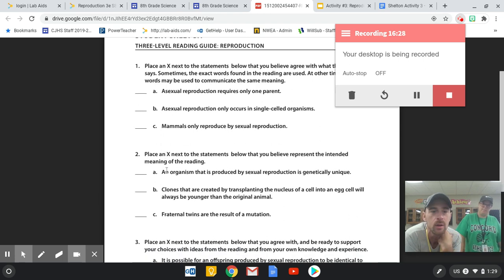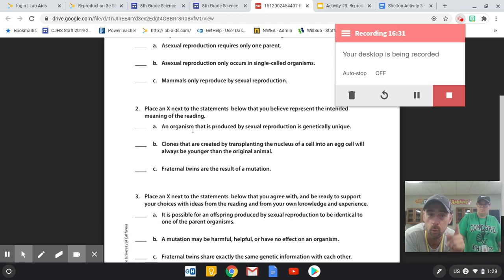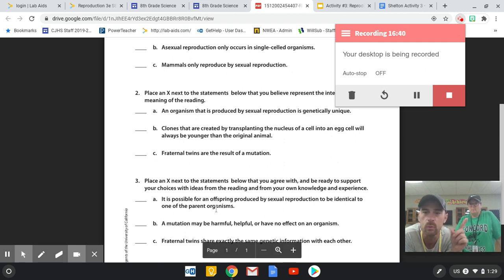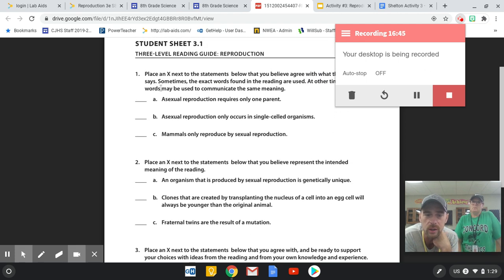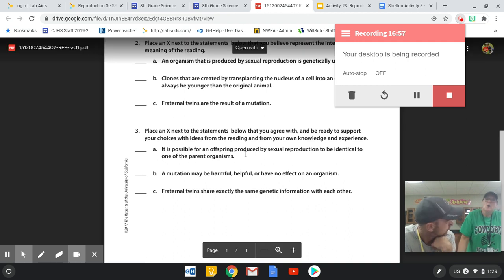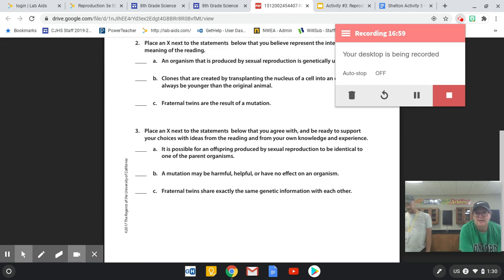Now, here's the difference between 1 and 2 and 3. Read the directions with me. Place an X next to the statement below that you agree with. So now if you agree with the statements, we want you to put an X. If you don't, leave it blank. So you're only marking the statements that are true with an X in numbers 1 and 2. And then on number 3, you're just going to put an X next to the statement if you think the same way.